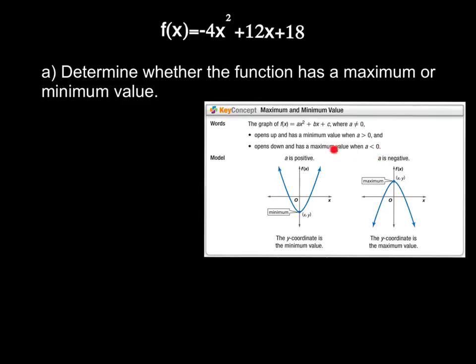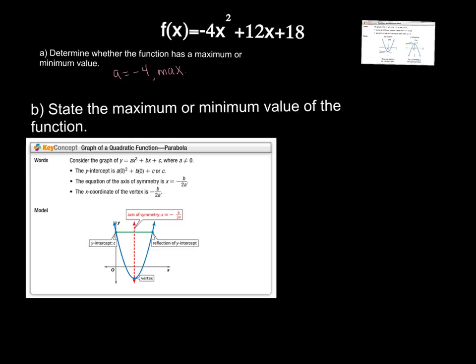So we're going to have a maximum here because we have a negative a coefficient, this number right here. And when a is negative, or less than 0, we have a maximum. So we're going to have something that looks like this. So in this one, we're going to have a maximum. Now we want to state the maximum or minimum value of this function. It's not enough to just know that there is a maximum or minimum. We have to figure out what the maximum or minimum is.